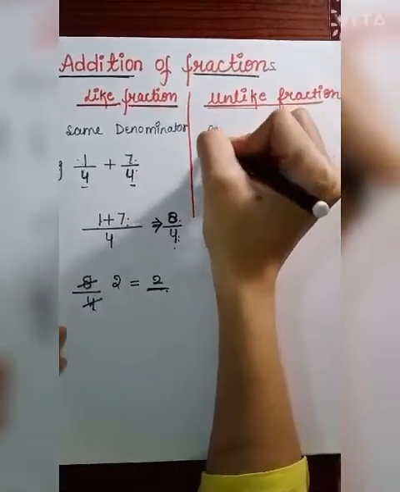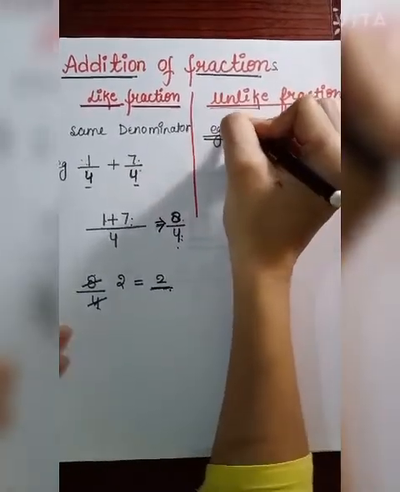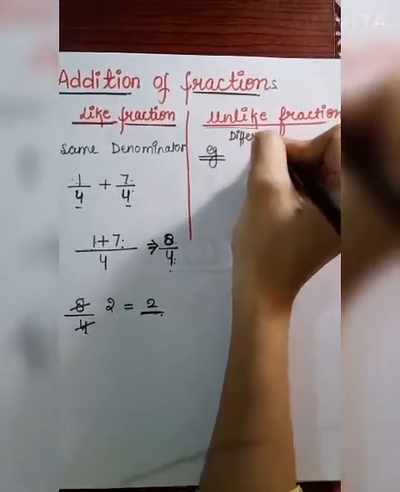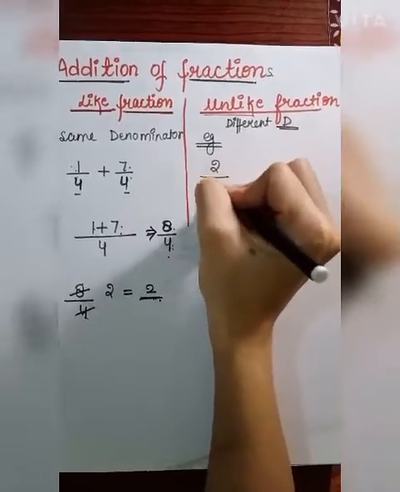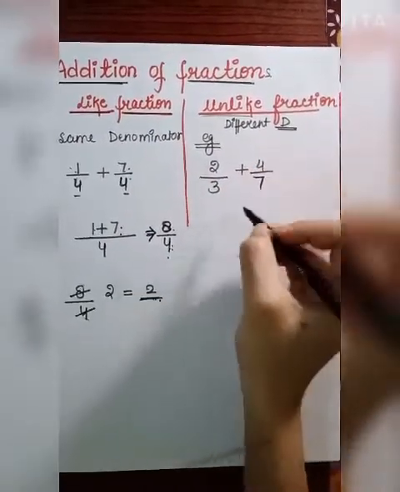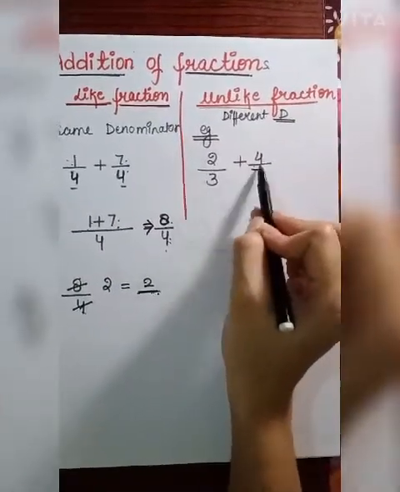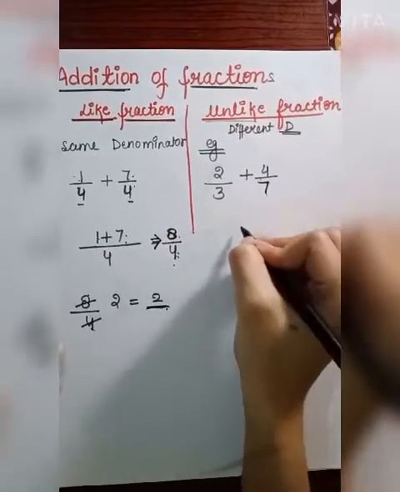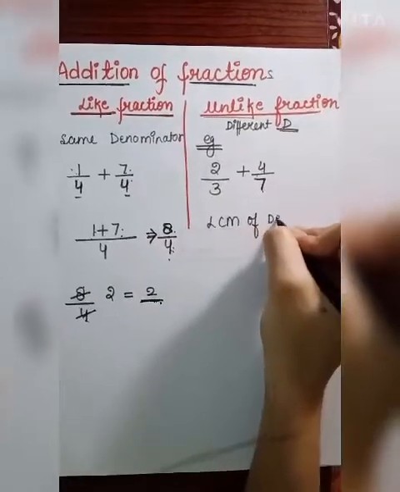Now see unlike fractions. What were the unlike fractions? Fractions with different denominators. Example, we have to add 2 upon 3 plus 4 upon 7. What we are going to do? Do we add only numerator and leave the denominator as it is? No. We will first take out the LCM of the denominator.